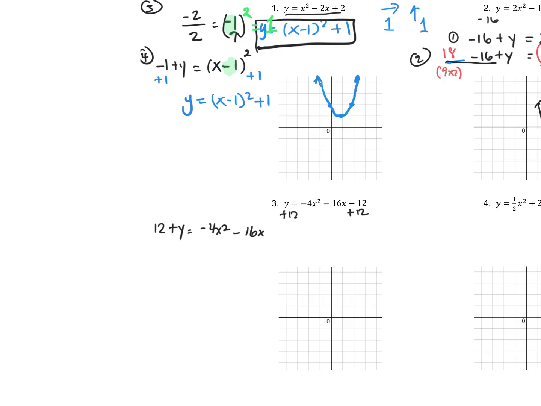The second thing it tells me to do is to factor out a. A for that part is negative 4. So I factor out a negative 4. 12 plus y equals, I pull out a negative 4, which means I divide everything by negative 4, which leaves me with x squared. 16 divided by negative 4 is a positive 4x.